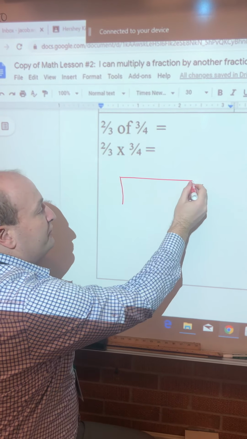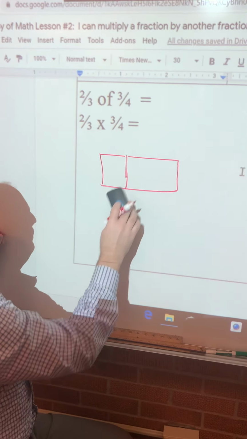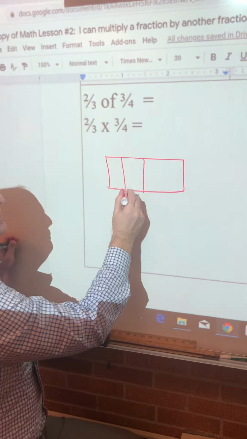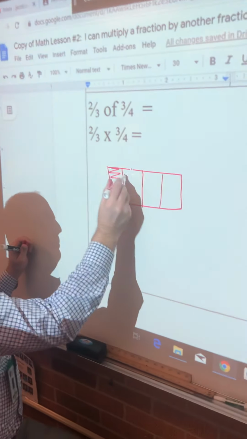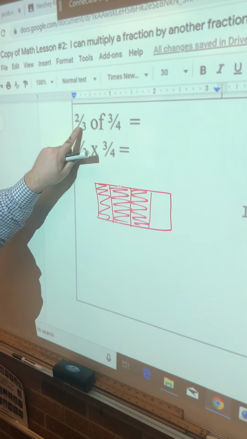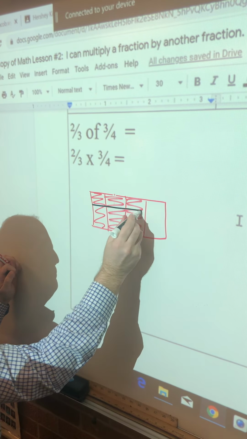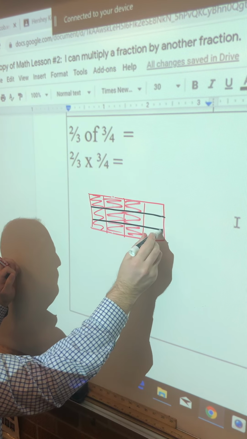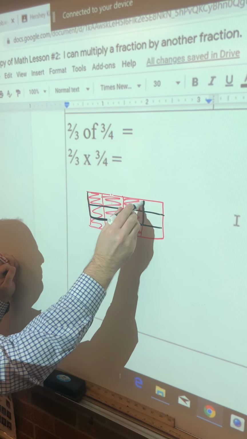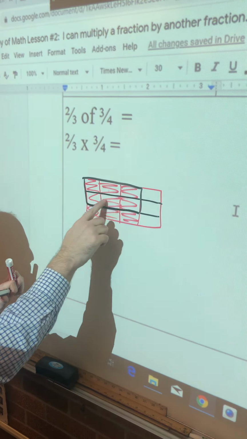So this time I'm going to use red. I'm going to draw, oops, bad drawing. I'm going to cut this into 4 pieces, and I'm going to shade 3 of them. Okay. Now it says 2/3 of that 3/4, so what I'm going to actually do is go horizontally. I'm going to divide this into thirds, and again I'm looking at 2/3, so if I look at 2/3 of those 3/4, that's this portion here, 2/3 that are double shaded.